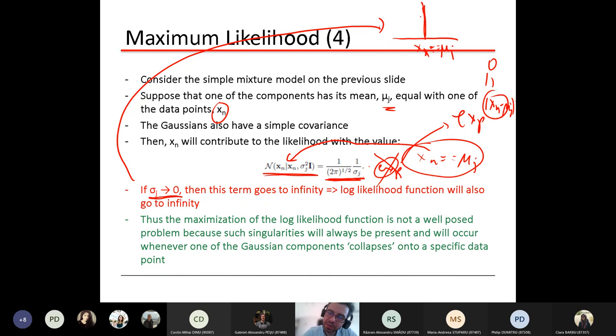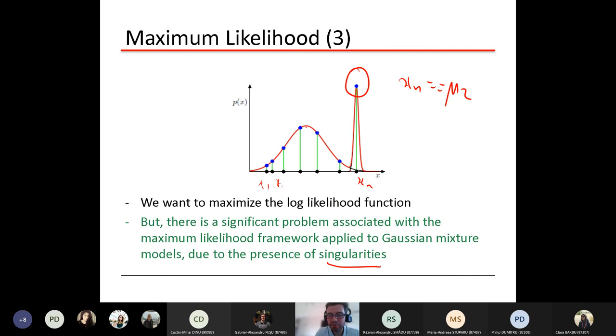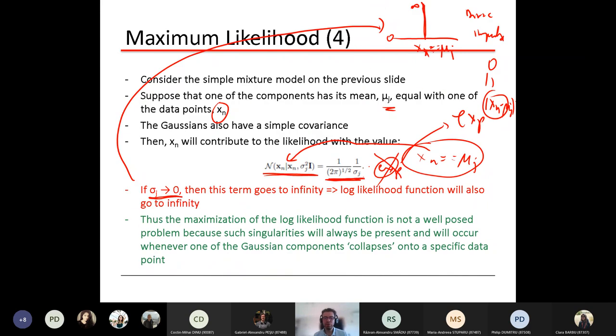It will look something like this. It's called a Dirac impulse. So the value is going to be 0 for everything except for the mean, which is where xn equals mu j, and here it is going to be infinity. So instead of having a nice Gaussian, it will transform into a Dirac impulse, where everything is going to be 0 except for this value, where it will go to infinity.